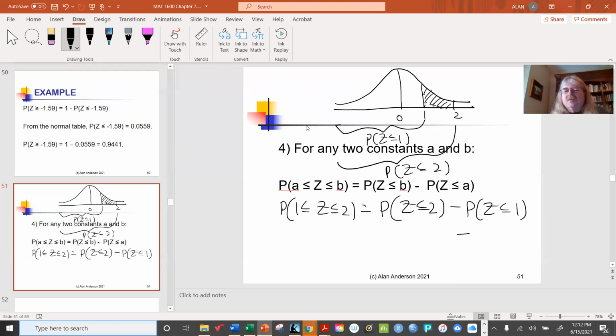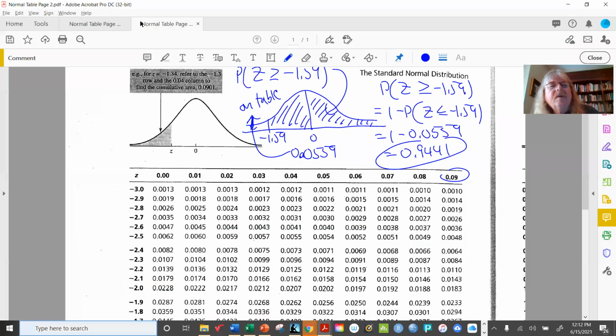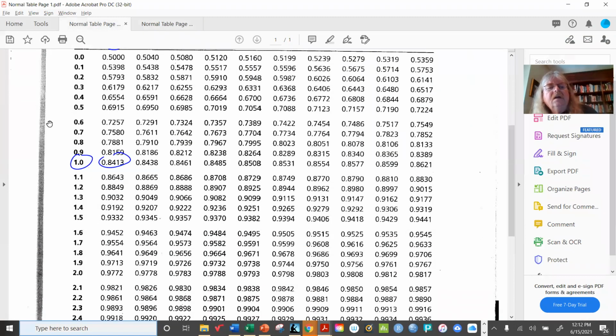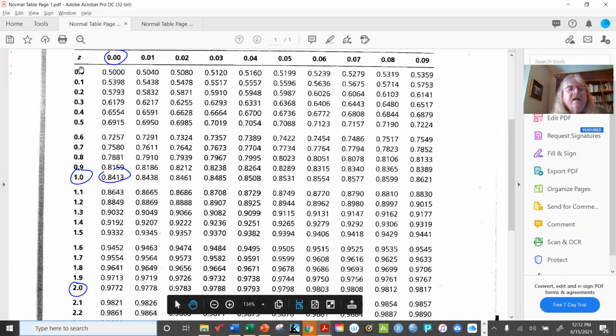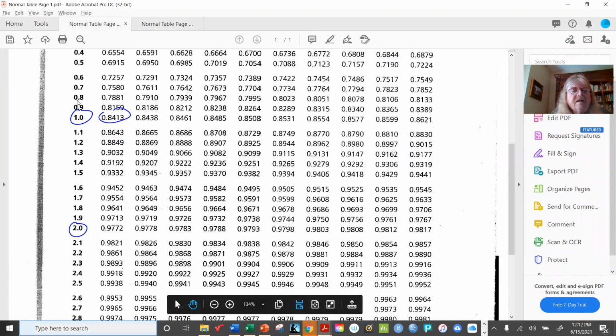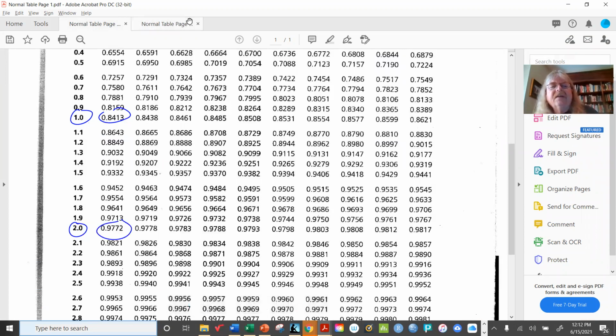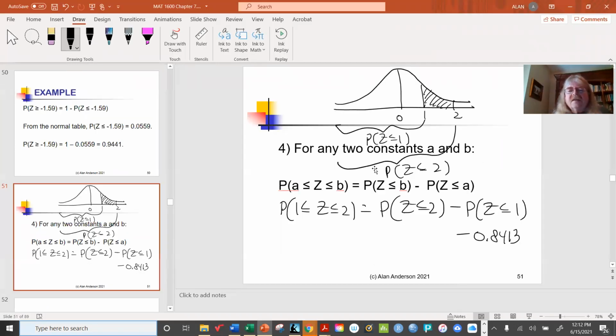Now, this one we've seen a million times already, so let's just write it in here. 2, though, let's go look for that one in the table. Where's positive 2? Way down here. Here's 2.0, and we combine that with the column header 0.00, and we have 0.9772. So we have 0.9772 minus 0.8413, which is 0.1359. Okay.